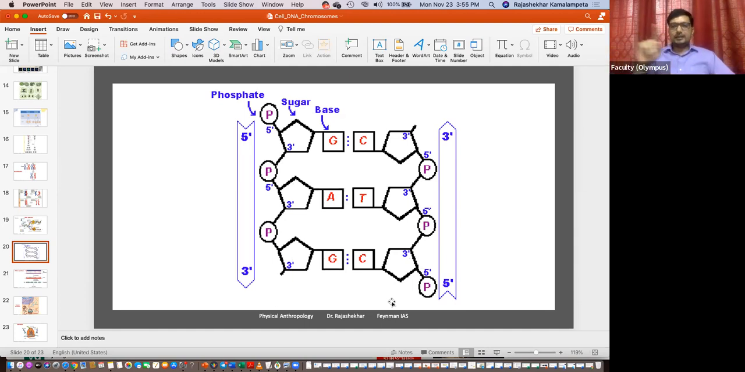The template strand is always the 3' to 5' strand. So this strand is the template strand, always, or this side of the template will act like a template strand. So 3' to 5' direction. Let me make a note of this: the template strand is always in the 3' to 5' orientation.